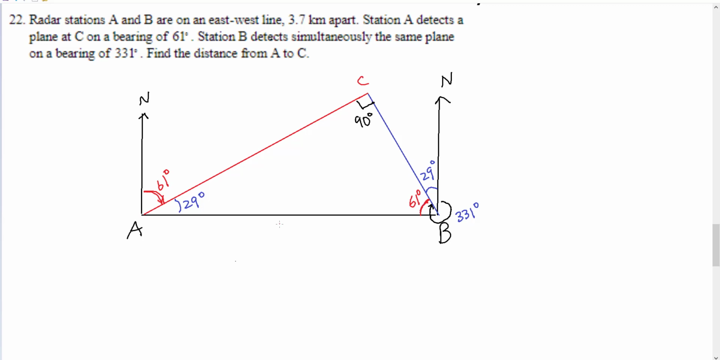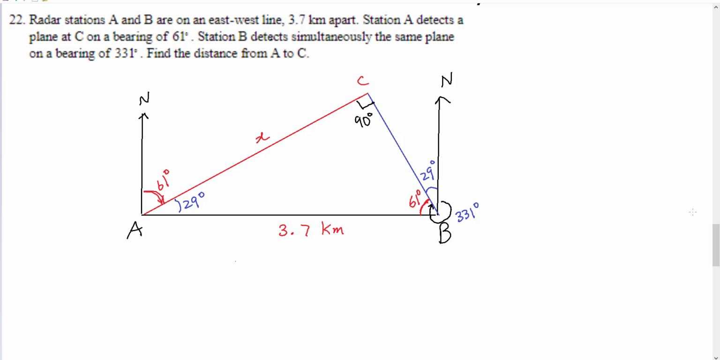Since A to B is 3.7 kilometers, and we are looking for AC, which is my x, whichever angle you want to use, if you're using angle 29, you have to use cosine. If you're using angle 61, you have to use sine. Hopefully that makes sense to you. So which one did you use, sine or cosine?